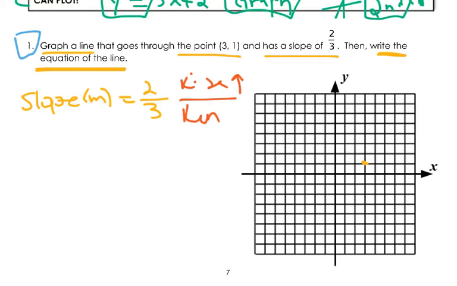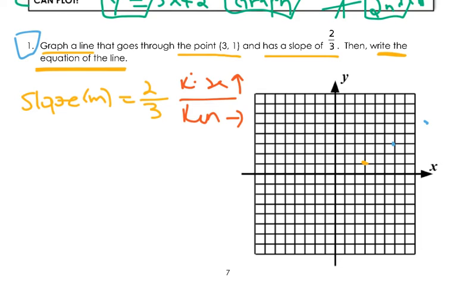So it's positive, so I know I'm going to go up. Remember, we always run to the right. So from my point right here, I'm going to rise 2 and then over 3. So from my yellow point, 1, 2 up and 3 to the right, 1, 2, 3. This is my next point. Okay. And then from there, I want to do it again. Up 2 over 3. 1, 2. So it's some place right here.